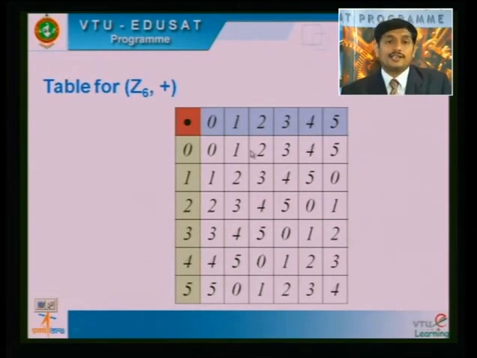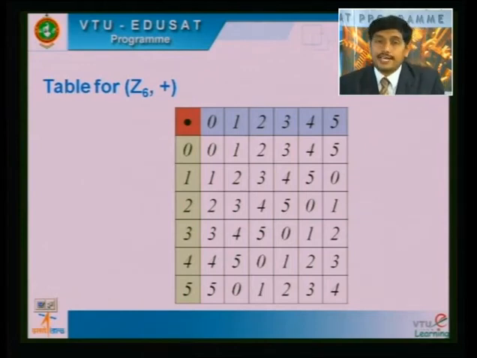We can write the table first. After writing the table, we can check all the elements. First, we can verify that all the elements are present in the table, which means it satisfies closure and associativity. And also, we can check here, 0 plus 0 is equal to 0, so the element and its inverse are the same, which means that is the identity. Here, in this Z6, 0 is the identity element.